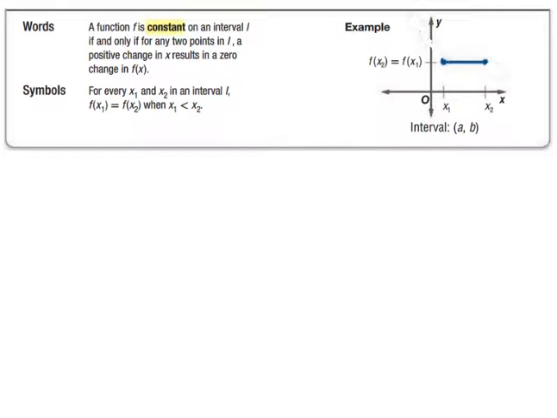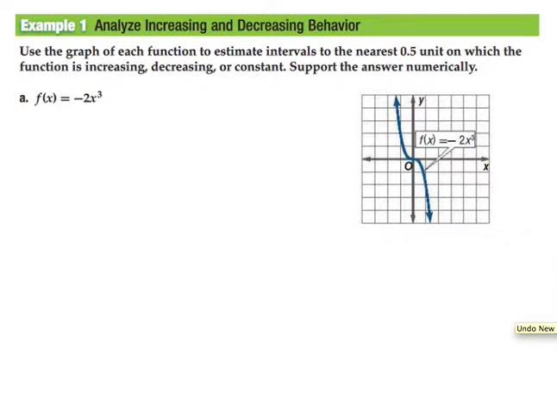So with that in mind, we're going to go ahead and look at this example. It says use the graph of each function to estimate intervals to the nearest half unit on which the function is increasing, decreasing, or constant. Don't worry about this spot right here. So on your homework, you're going to be given graphs just like this. And what we're going to have to do is determine where the graph is increasing or decreasing.